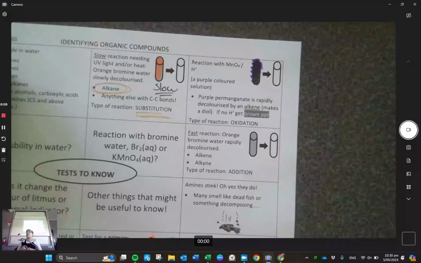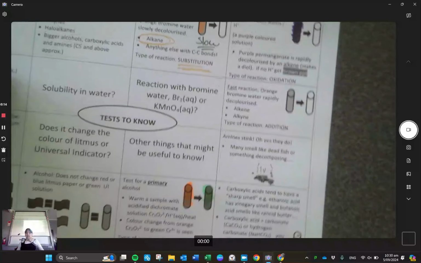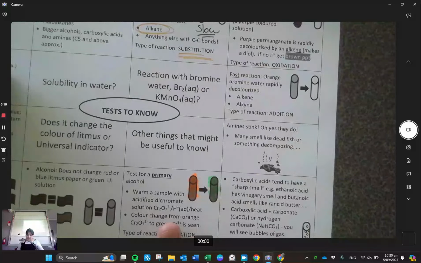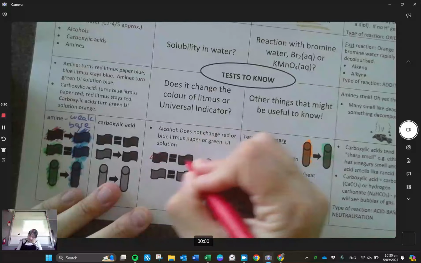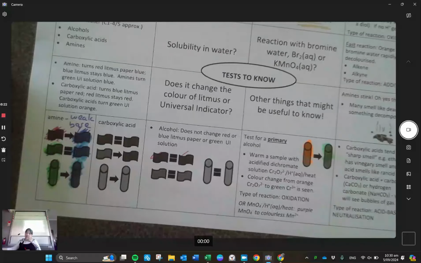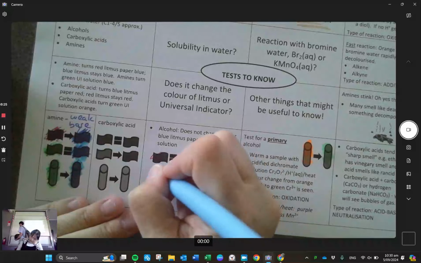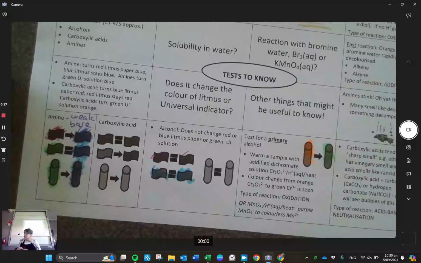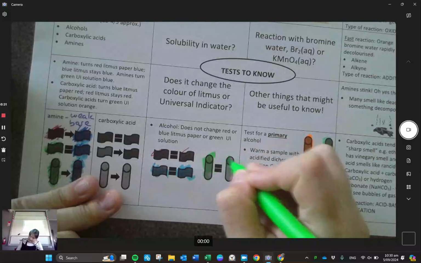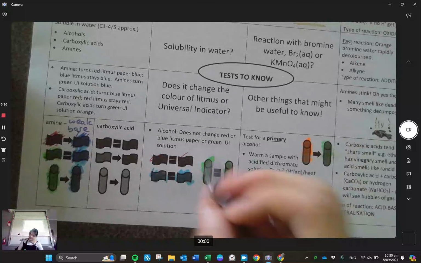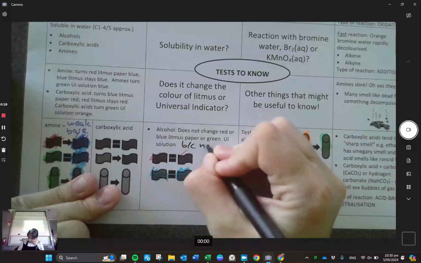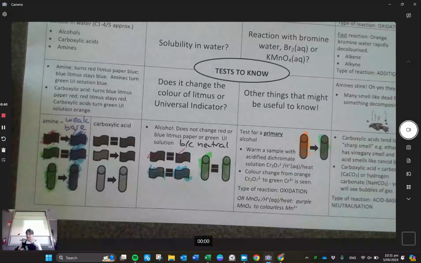So it's how we can tell if we have an alcohol. That starts us off. And then also with an alcohol, you wouldn't expect it to change any color. So if you had red litmus, it would stay red. If you had blue litmus, it would stay blue. If you had universal indicator, it would stay green. And that's because it is not acidic or basic, it's neutral. So it's another good way to test.